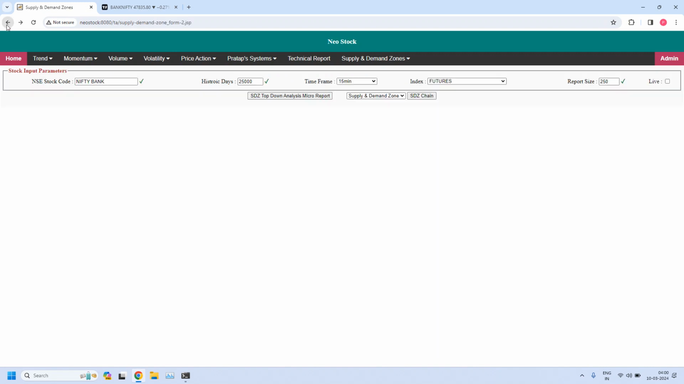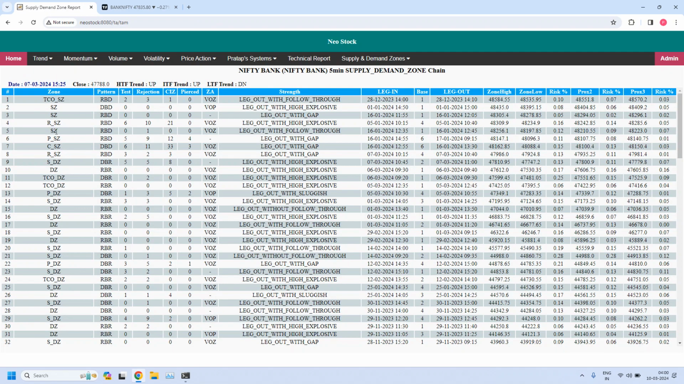So now we will shift to 5 minutes. Let us generate the chain. Okay, 5 minutes chain is generated. Now let us look into the most recent demand zone. So the 9th one is the most recent demand zone created recently, when it is created on 7/3 at 10:45.